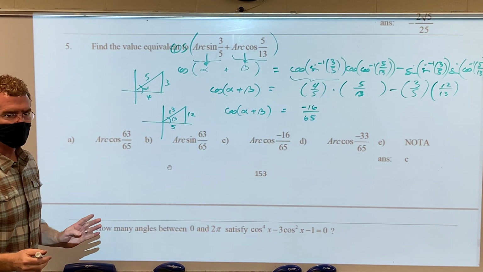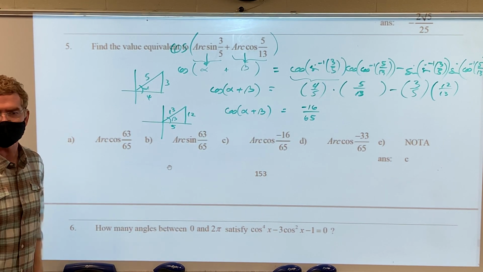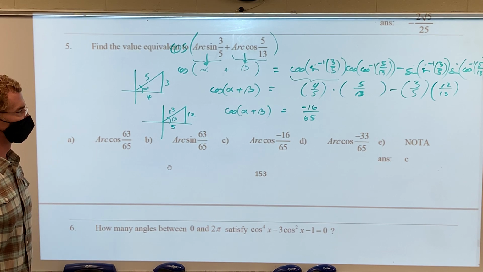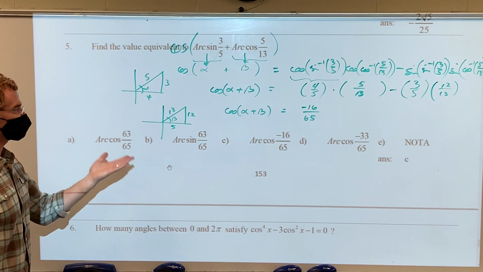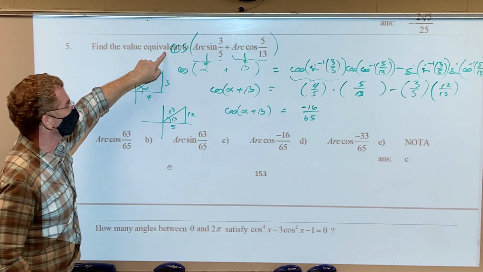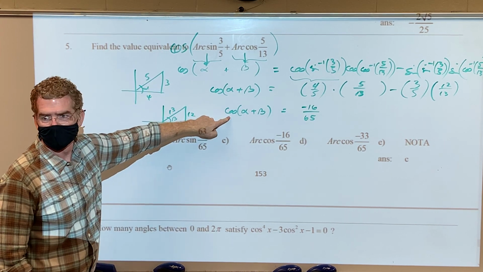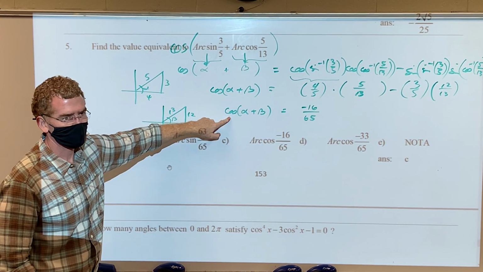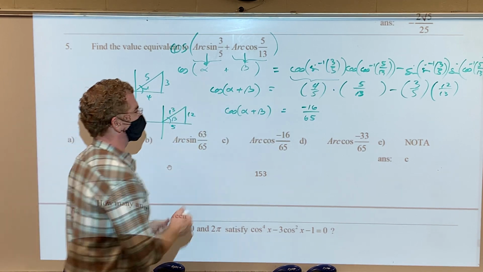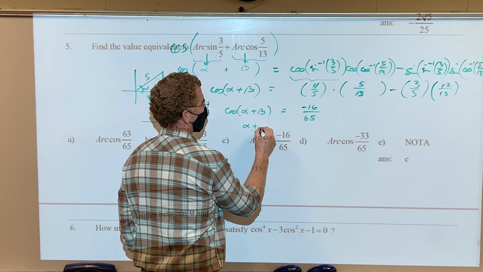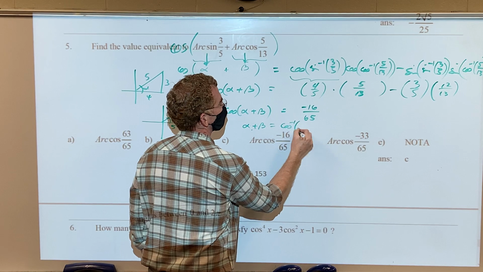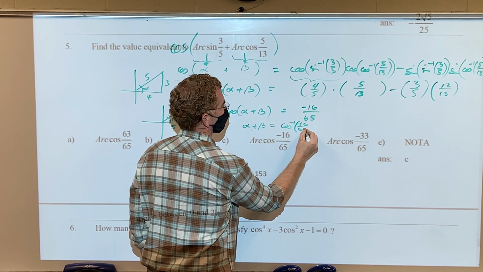You with me? But here's the thing. I didn't ask you to put the cosine in there, did I? So if I didn't ask you to put the cosine in there from the beginning, I got to get rid of it now. How do I get rid of it? Inverse cosine both sides. And I get alpha plus beta equals inverse cosine of negative 16 over 65.